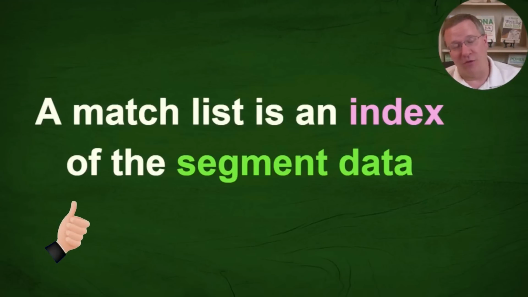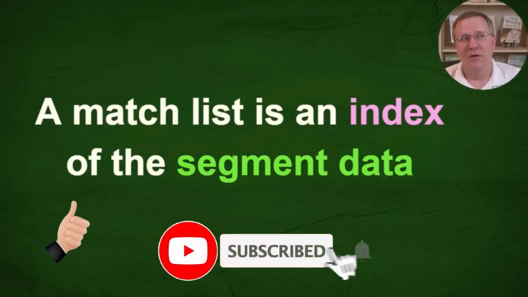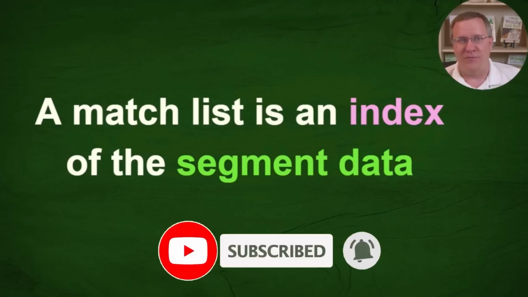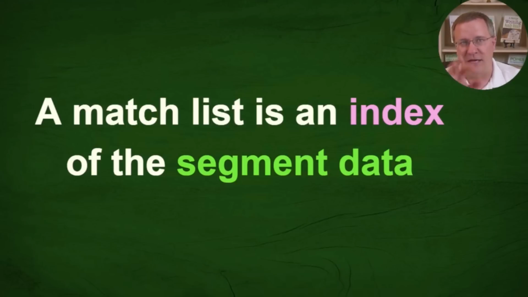Most people who say that a chromosome browser is not needed most of the time, which they're right, it's not, will then point out the fact that you're probably going to use your match list most, and you're going to be able to find lots of information from your match list. Well, a match list is an index of segment data. So if you have an index of birth certificates, you happen to have an index of segment data. We happen to call it a match list.